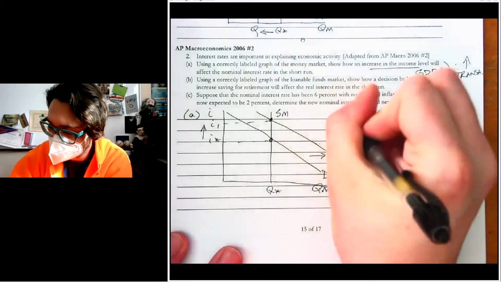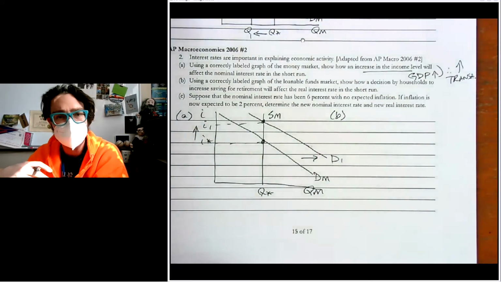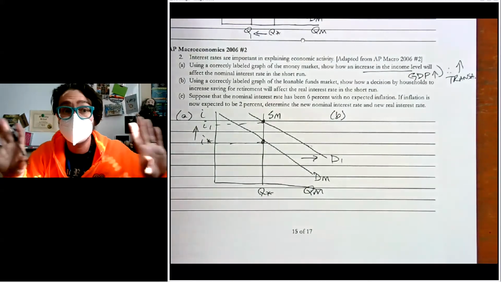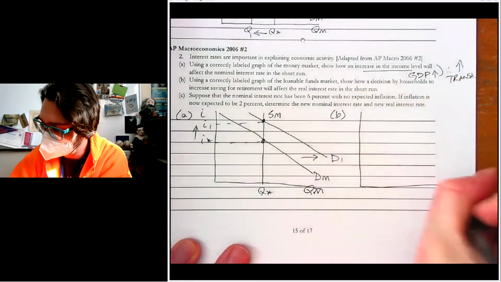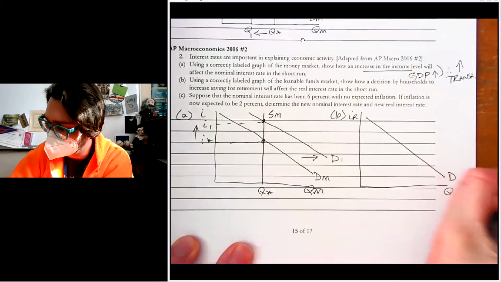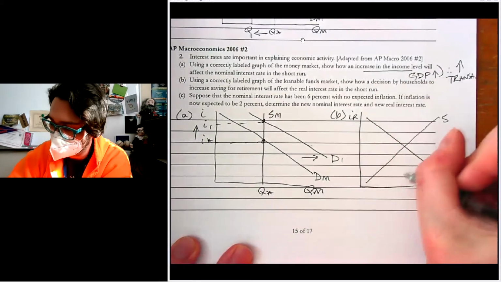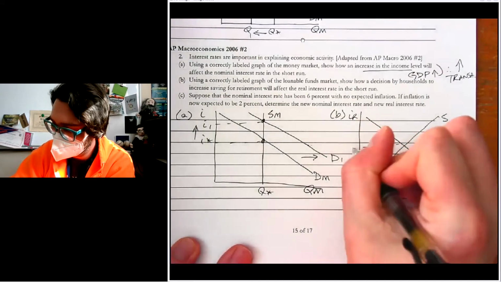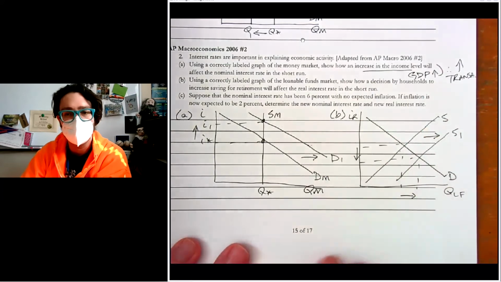Then it says B, using a correctly labeled graph of the loanable funds market, show how a decision by households to increase their saving for retirement will affect the real interest rate in the short run. So A and B are totally unrelated to each other. That happens sometimes on AP tests. So we'll do this, quantity of loanable funds, real interest rate, demand, supply. And if people are saving more for retirement, it's going to increase that and push the interest rate down, right?